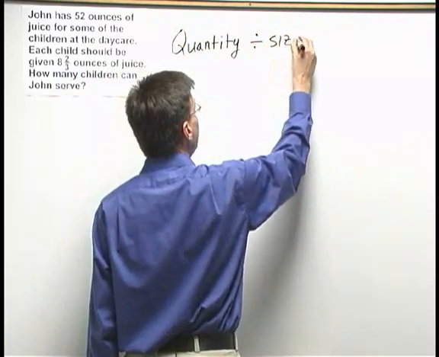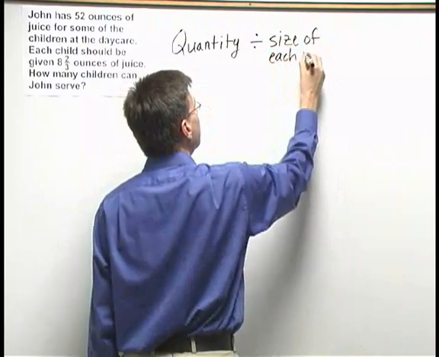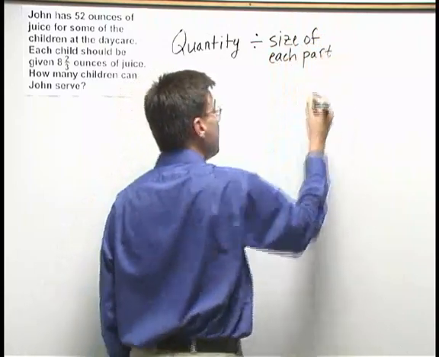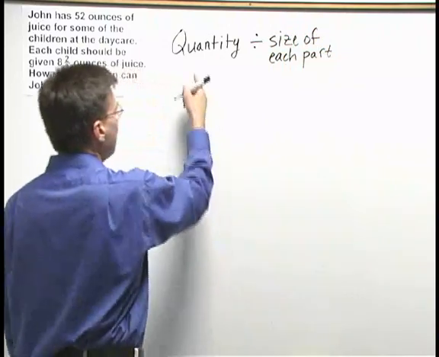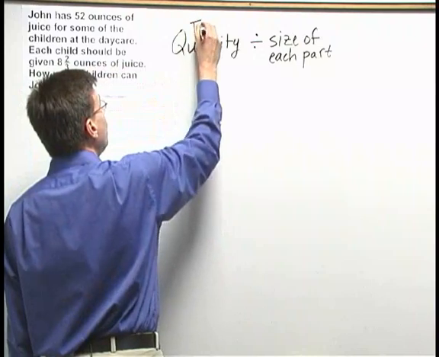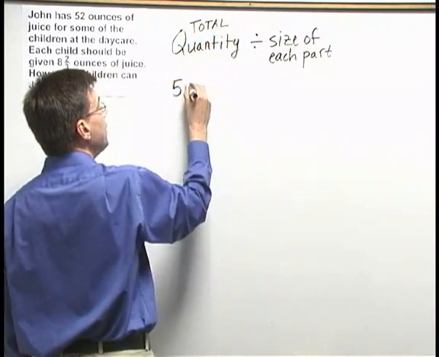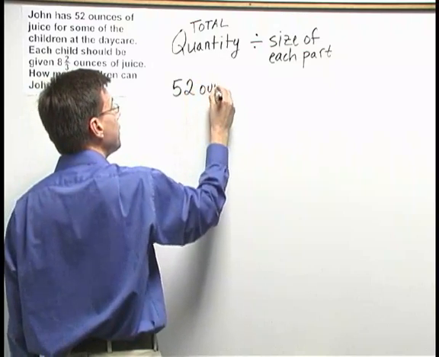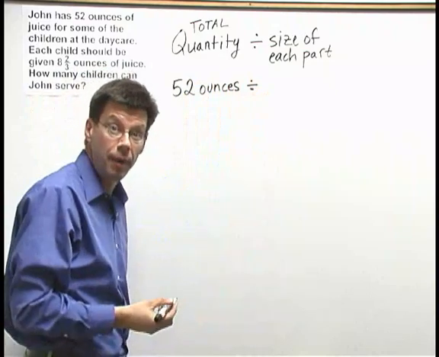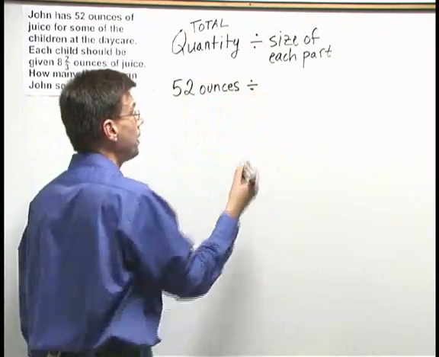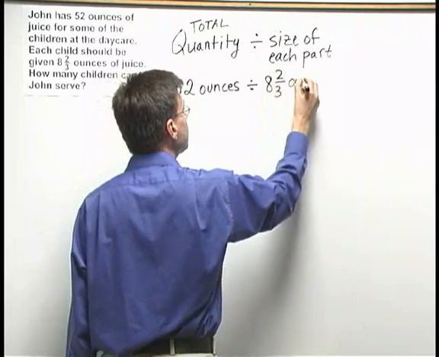The size of each part is the same as the size of each cup that's involved here. Our quantity is the total amount of juice. The total quantity is 52 ounces. We're dividing by the amount of juice that will fit into just one cup. That's 8 2/3 ounces.